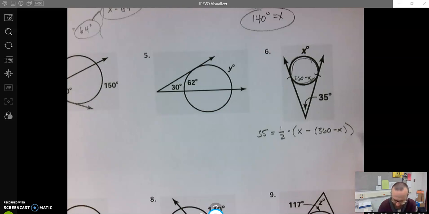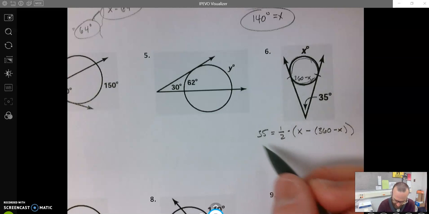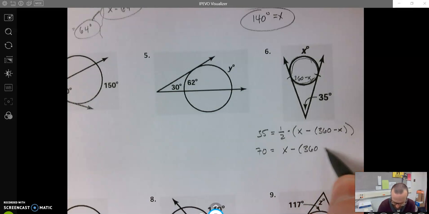360 minus x. And I know that's going to get a little funky with a couple of parentheses there. Nothing that you can't handle. Okay, you just have to take some time. Remember that algebra that you learned last year. So I'm going to multiply by 2 to get rid of this fraction. That's going to get me to 70 equals x minus (360 minus x). And so that's a way that we can get rid of one set of the parentheses by getting rid of that fraction. What you have to remember is your distributive property.